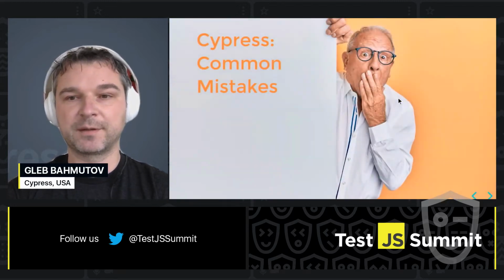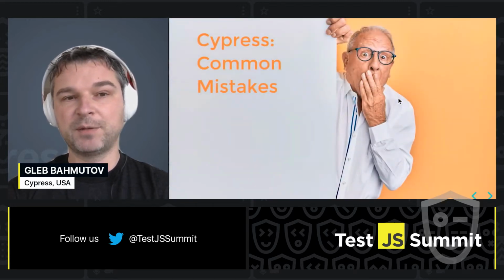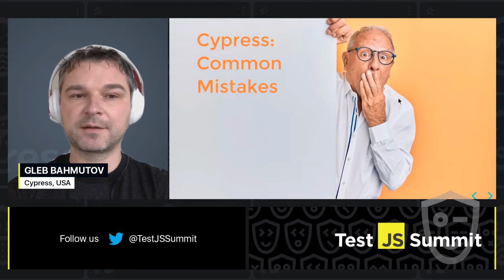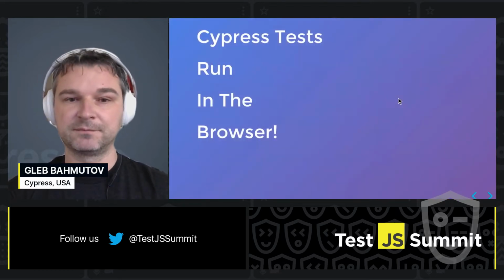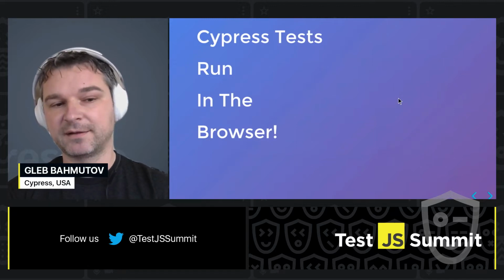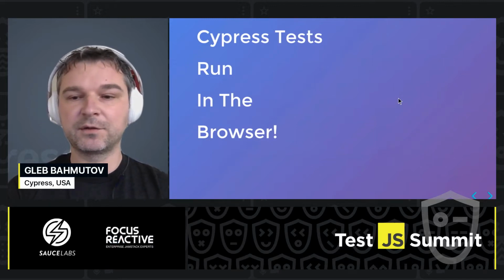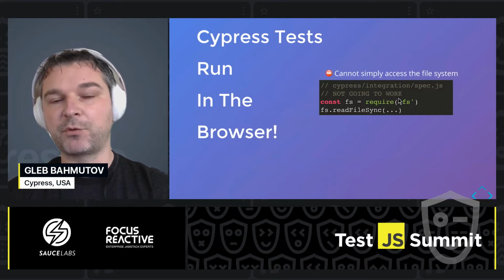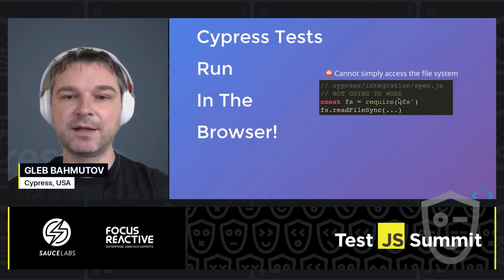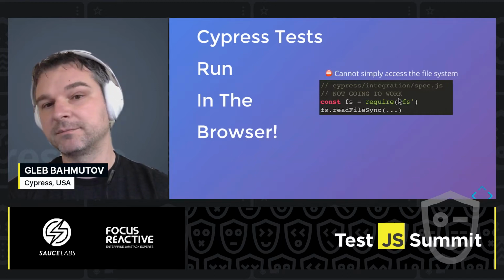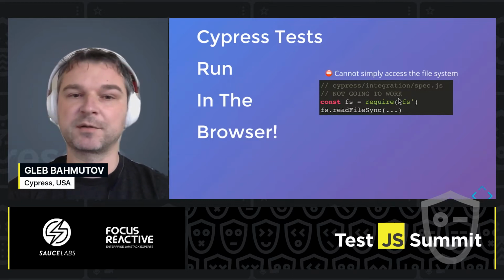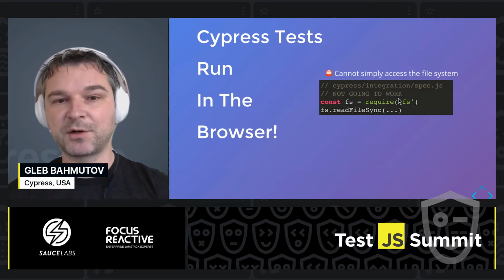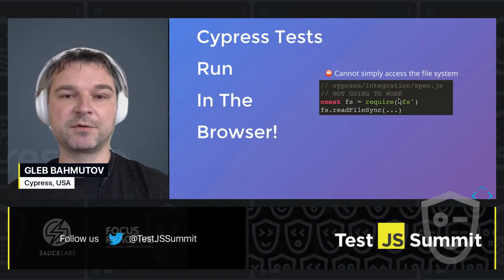Let's start with Cypress mistakes. So when people start writing Cypress tests, they forget that Cypress tests run in the browser. I know it's a simple fact, but it's easy to write something like this: require file system module and then try to read a file. Well, this will never work because the Cypress test executes in the browser. You would not be able to execute this code in your application browser code, right?